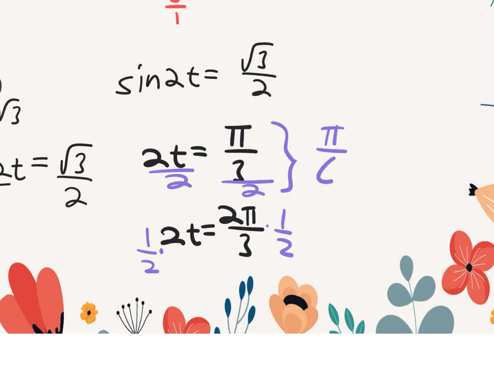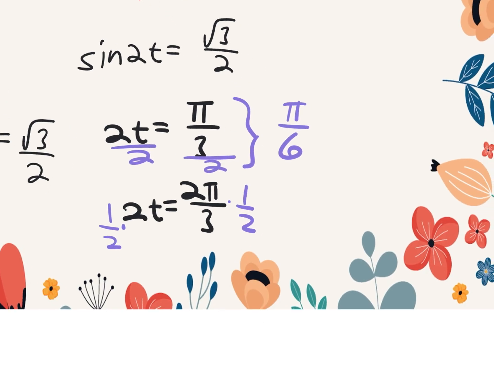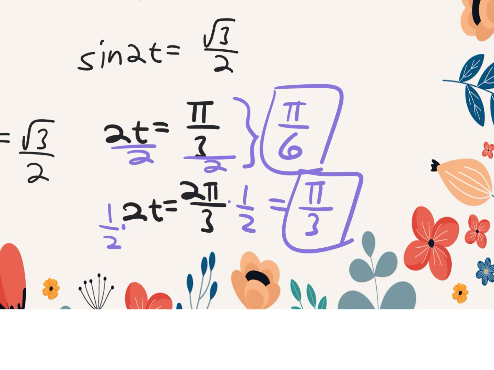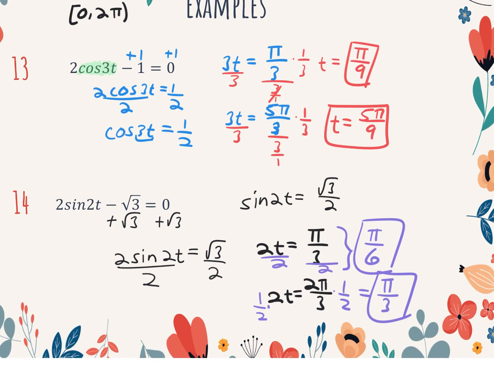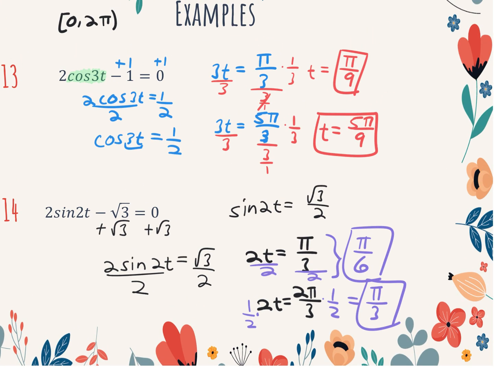Nice. Pi over 6, and then what does this one get you? Just pi over 3. All right, if you did 2 pi over 6, make sure that you're simplifying it fully. So we get pi over 6 as an answer, and then we get pi over 3. And those are our 2 answers. All right, good with that one? Hopefully a little bit more straightforward than the previous one. The previous page, I mean.